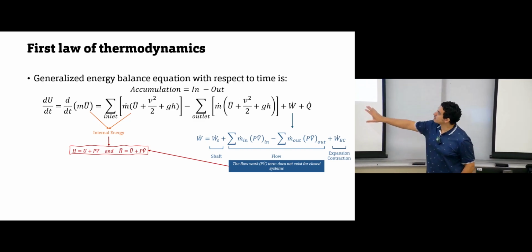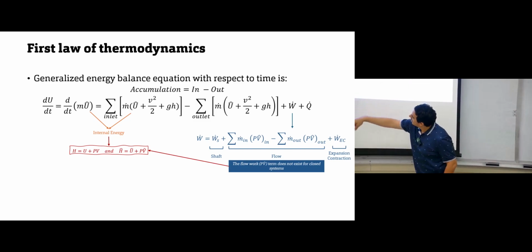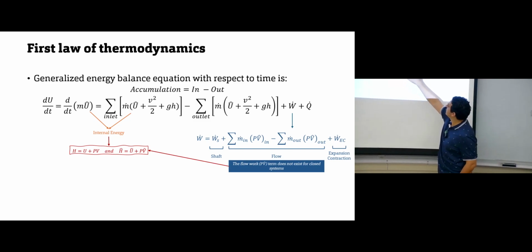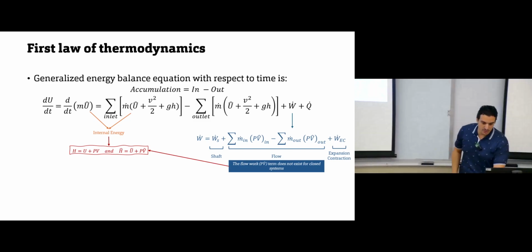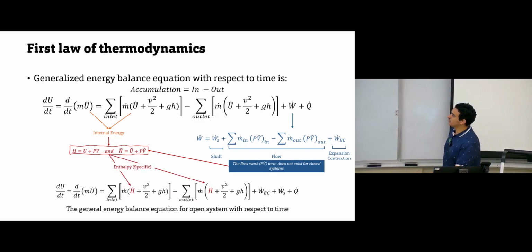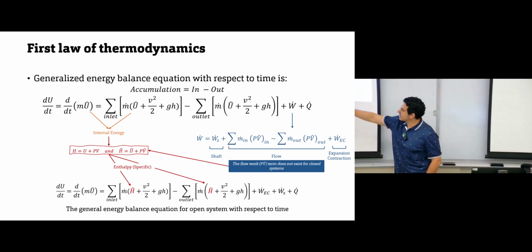Okay, because we have here the internal energy for the inlet and outlet, and we have the flow work for the inlet and outlet, you can combine both of them together to represent the enthalpy. And then the energy balance equation for the open system, this is how you represent it.